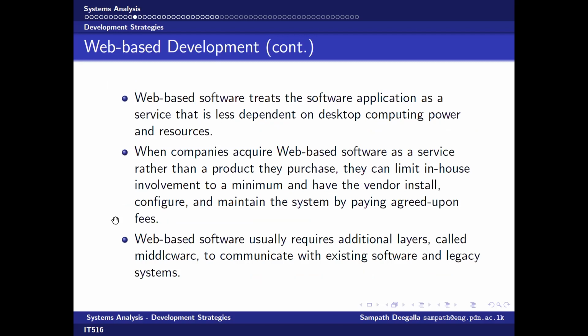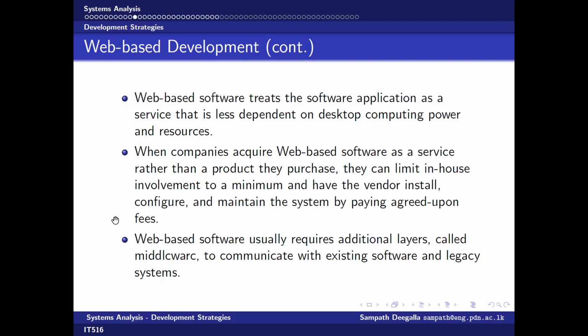Right. And if you look at web-based software as a service, it depends less on the computing power you have, because most of the time it will be cloud-based, which means you don't really have to worry about that part. Similar goes with maintenance as well, right? The hardware maintenance will be minimized. Now, when companies acquire software as a service rather than a product they purchase, they can limit in-house involvement and have the vendor install, configure, and maintain.